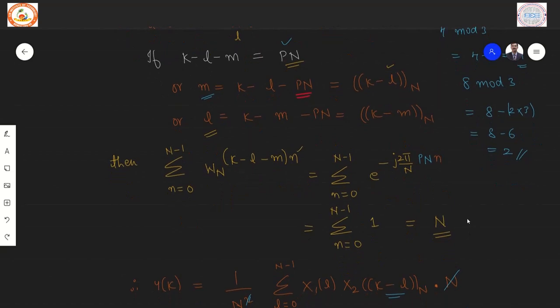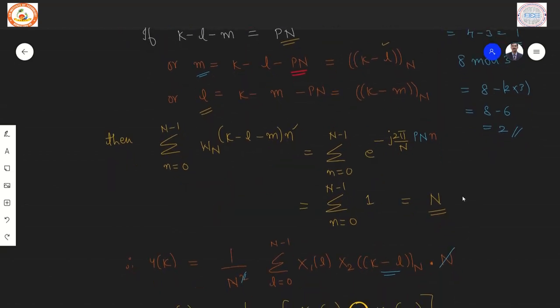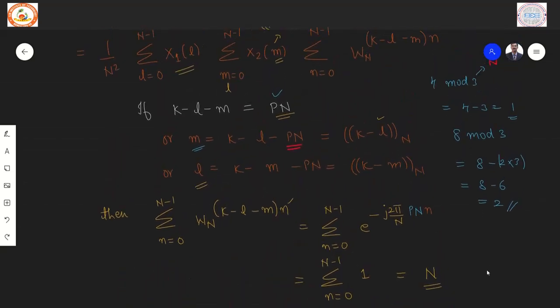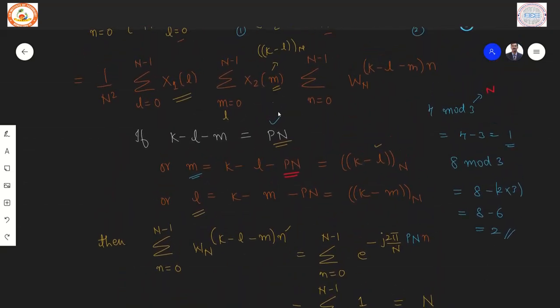Therefore, putting it back in the above equation, this is what we get. 1 by n square and n, you can cancel out 1 n. The second summation, we can change it because m is k minus l mod n. So we shall replace that m, and when you replace that m, it will change to l in the summation as well.